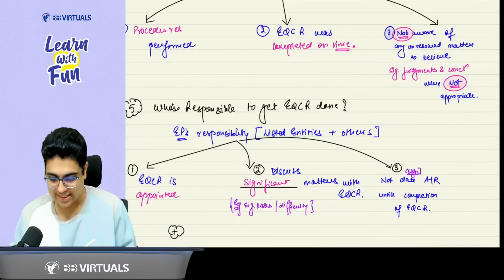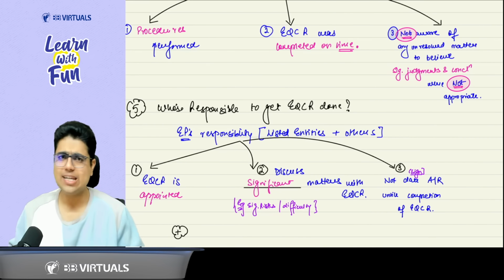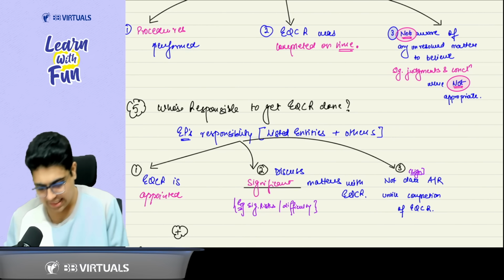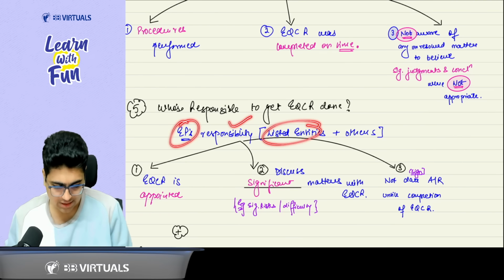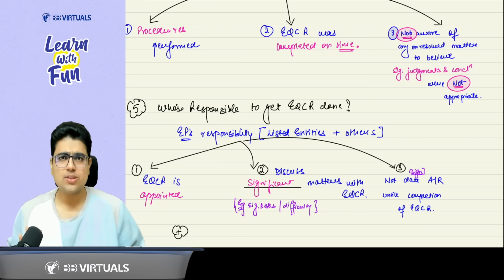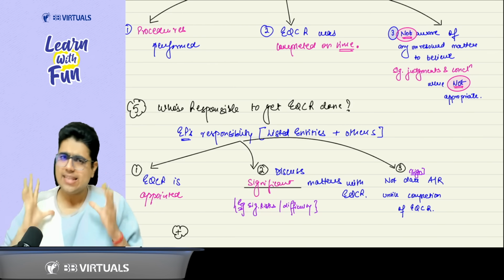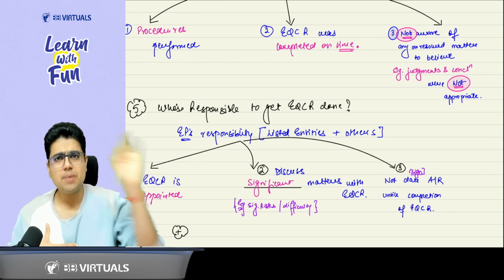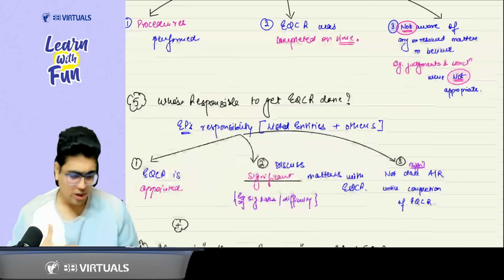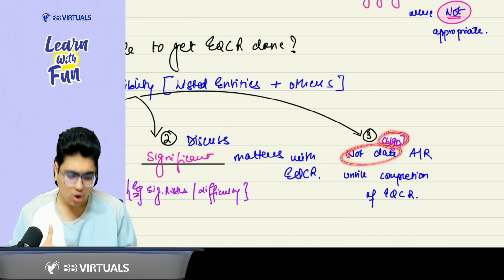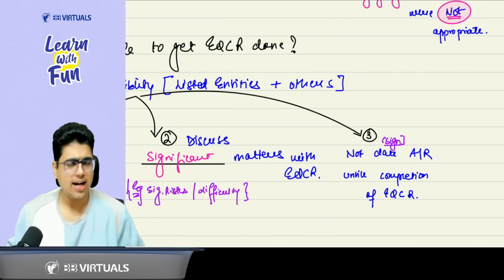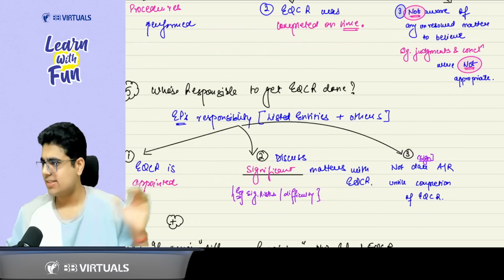Now, sir, next point says: whose responsibility is it to get the EQCR done? Engagement partner. It is the engagement partner's responsibility, in case of listed entities and others, to get the EQCR done. First of all, appoint the EQCR, then discuss the significant matters, and last, make sure that the audit report is not dated and not signed until the EQCR is done. Until the EQCR is done, these are the 3 things he will ensure.